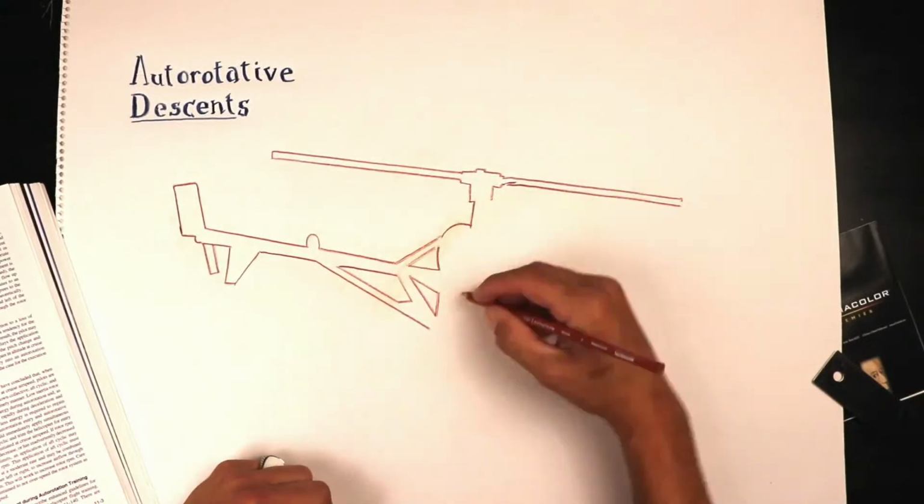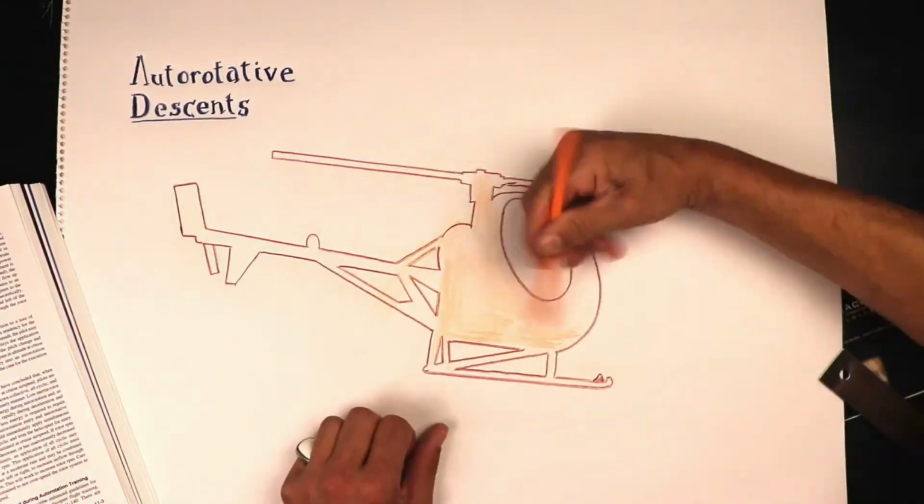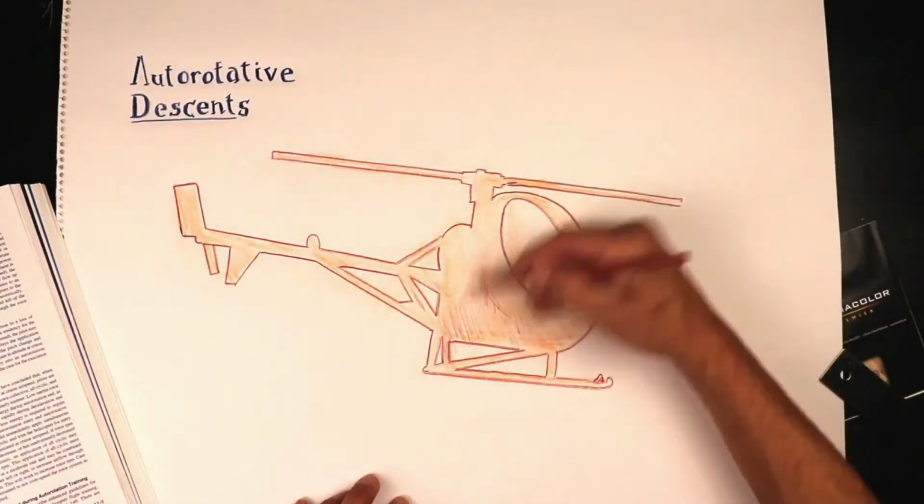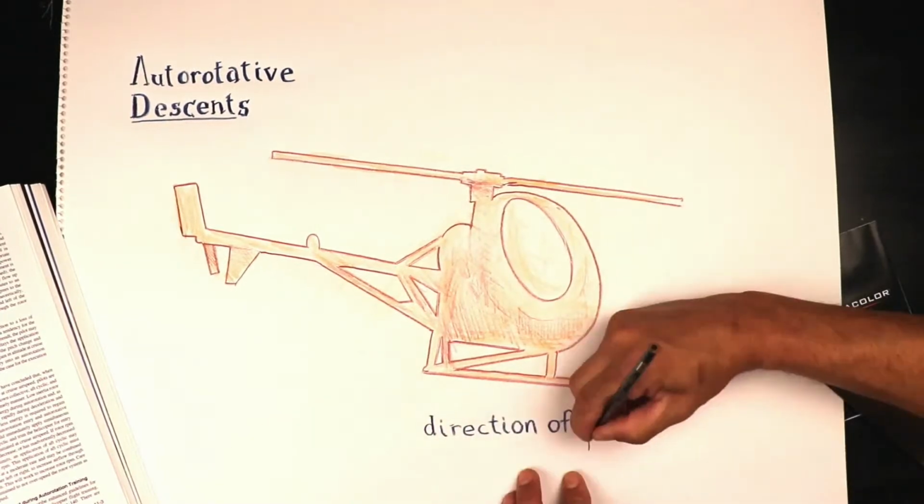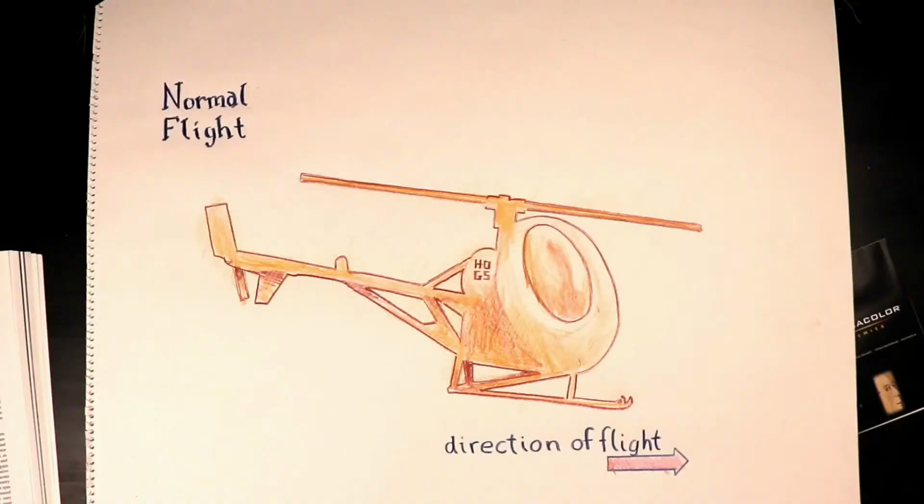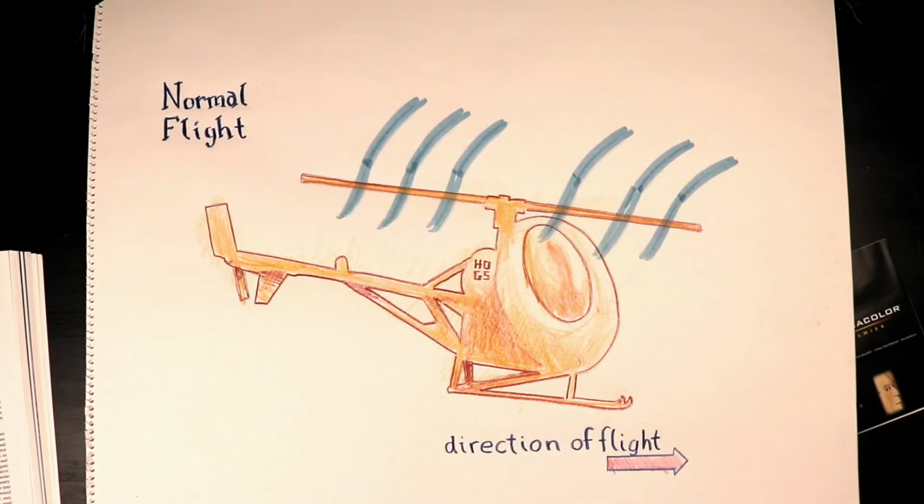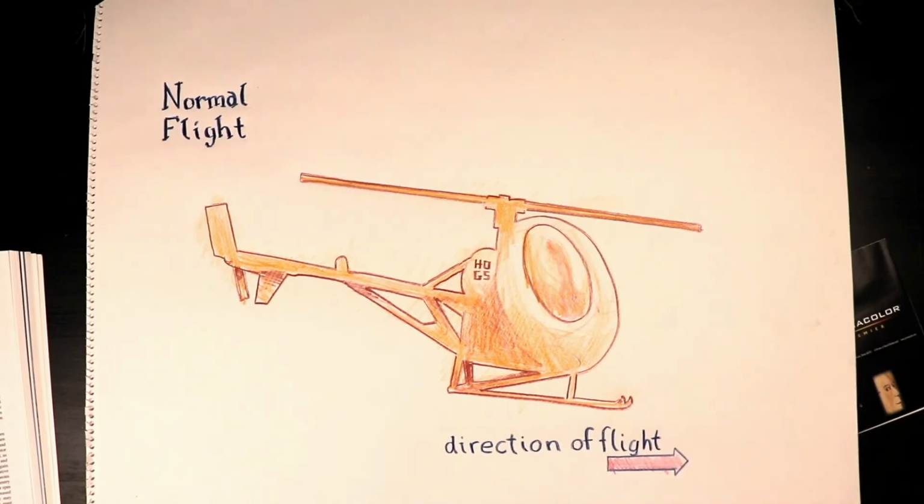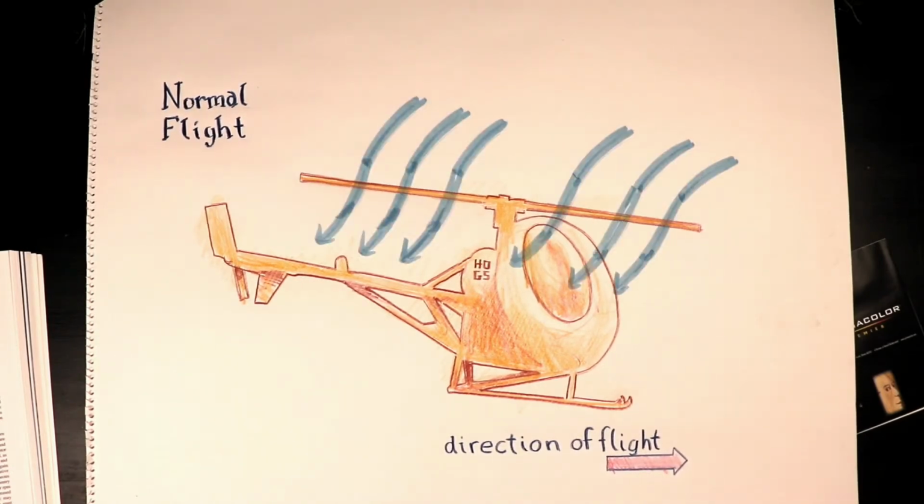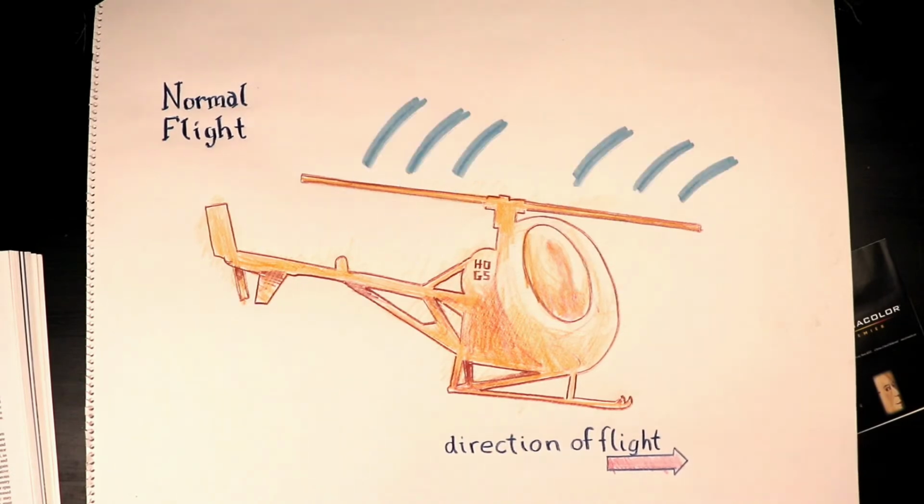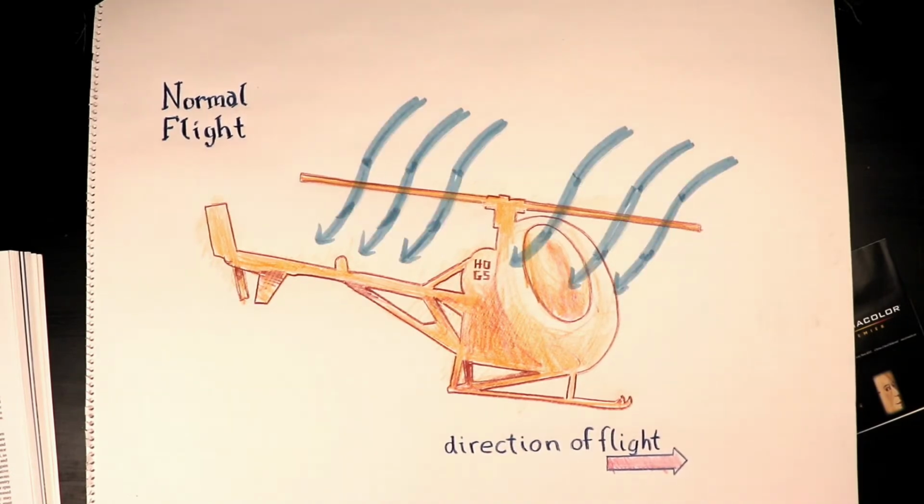All right, auto-rotative descents, auto-rotation. Descending in non-powered flight where the rotor RPMs come from the upward flow of air. Right now, we're flying along, getting ready to set up for an auto. So at the beginning of an entry to an auto rotation, we're always going to do the same three things. Down collective, right pedal, and a little bit of aft cyclic at the entry.